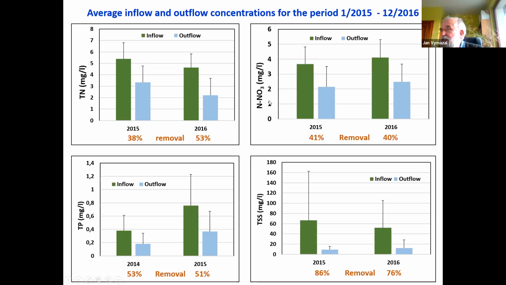As you can see, this is nitrate nitrogen, so that again, most of the drainage water nitrogen is nitrate. So we achieved about 40% removal. We got about 50% removal of total phosphorus, and we have a very high removal of suspended solids. This is quite common that these ditches can retain, because the vegetation is very dense, so they are able to retain a large amount of suspended solids, which can get into the drainage water as well.